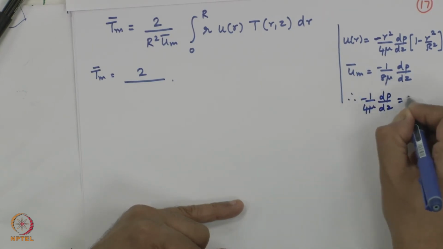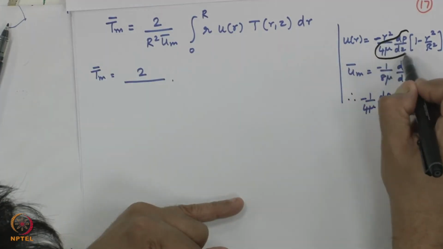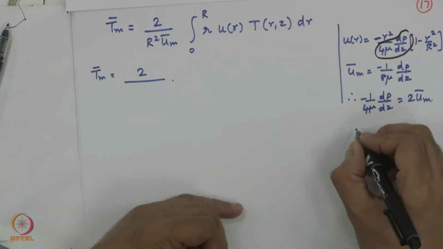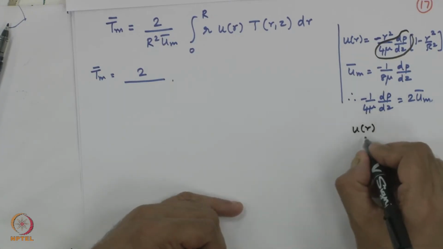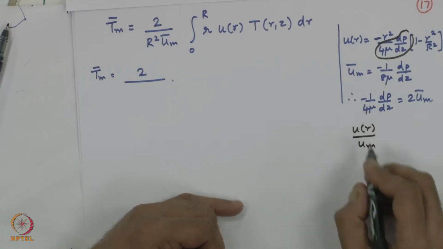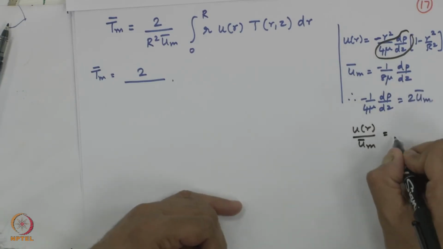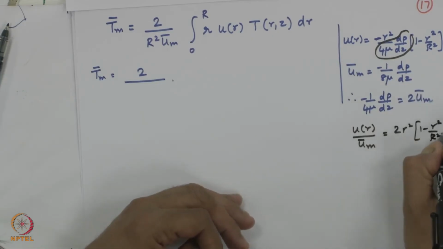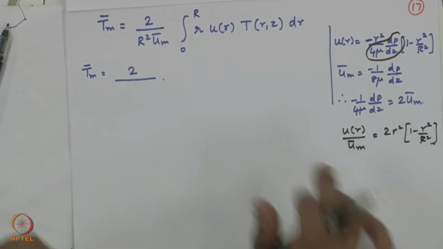What is coming there in the bracket here? This one is nothing but 2 times the bulk mean velocity. So, I can substitute for u of r. Okay. So, u of r divided by u m, if I do this, u of r divided by the bulk mean velocity, I get 2 times 1 minus r squared by R squared. So, these manipulations are going to be used directly here.